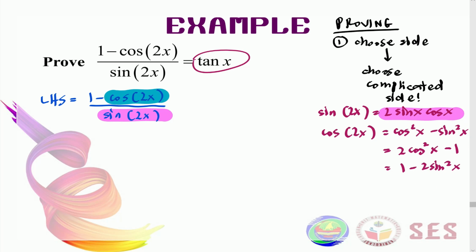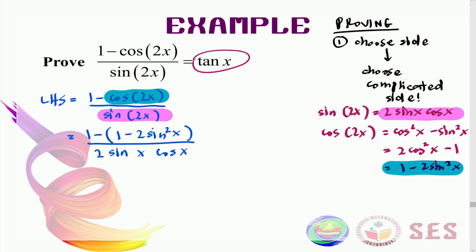So for this one, I'm going to choose the third one. Why do I choose the third one? Well, that comes with experience. If you do enough proving questions, you too will be able to decide which formula you're going to use. I challenge you to use the other two formulas to do this proving. Right, so to replace this here, I'm going to get 1 minus, I'm going to substitute cos 2x with 1 minus 2 sine squared x. And sine 2x, I'm going to substitute with 2 sine x cos x.